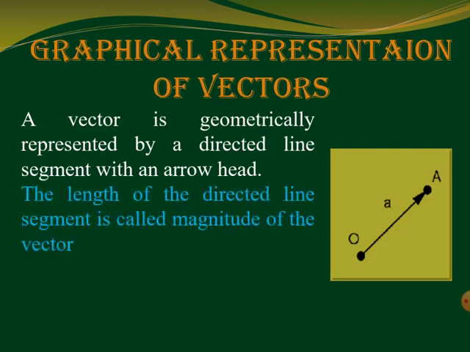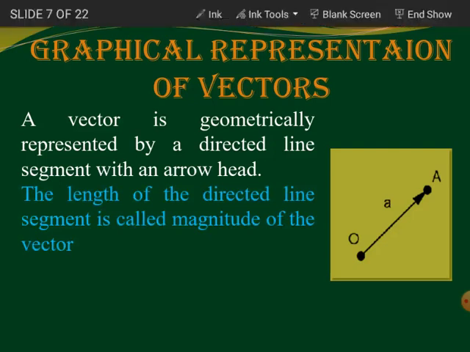Now the length of the directed line segment is called the magnitude of the vector quantity. The length of the line segment means OA. OA is known as the magnitude. So we generally represent OA like this if it is a line segment like this. So this line segment will represent the magnitude of that vector quantity.